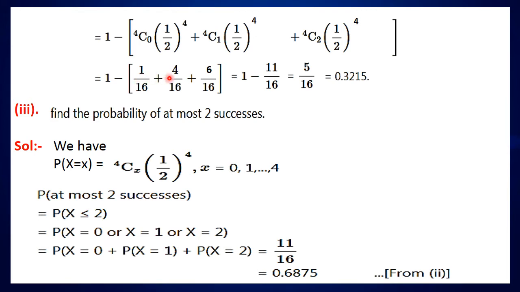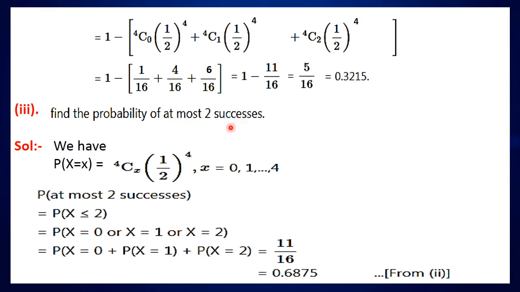So it is 11 upon 16, and we have to subtract 11 upon 16 from 1. So 1 minus 11 upon 16 is equal to 5 upon 16, which is 0.3215.